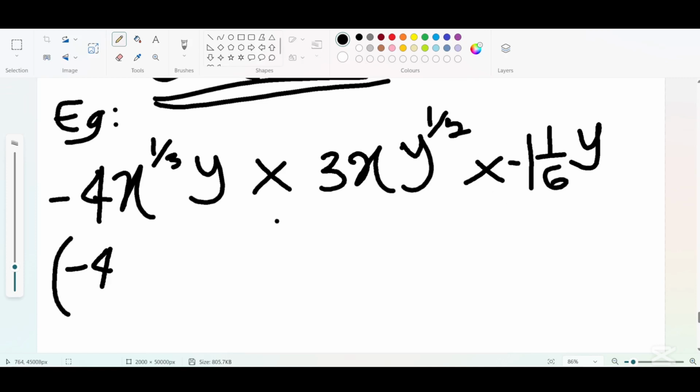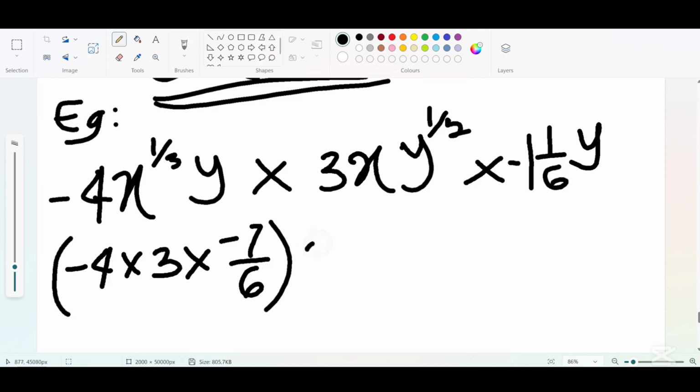So these coefficients, we multiply them out, then we now add the powers of the bases. So the coefficients are minus 4 times 3 times, that's this one. We need to convert it to an improper fraction: 6 times 1, 6, plus 1, 7. So that'll be minus 7 all over 6. So that's that. Now, x, what is the power of x?